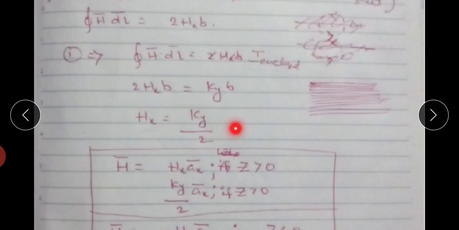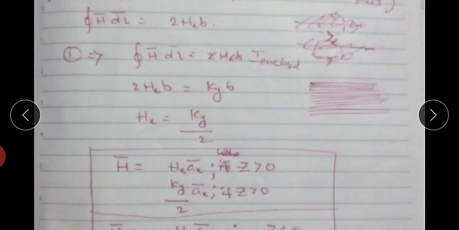So next, from equation 1, substitute in equation 1. The closed line integral of H bar dot dl bar equals I enclosed. The closed line integral equals 2 into Hx into b, and I enclosed equals Ky into b. So Hx equals Ky by 2.